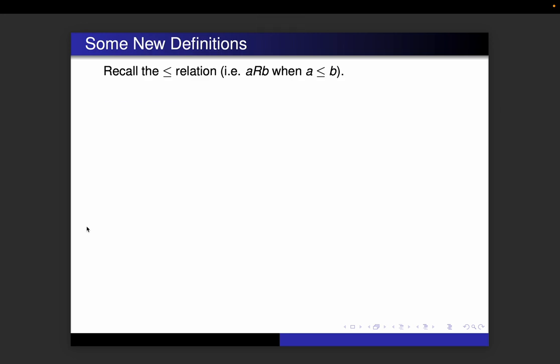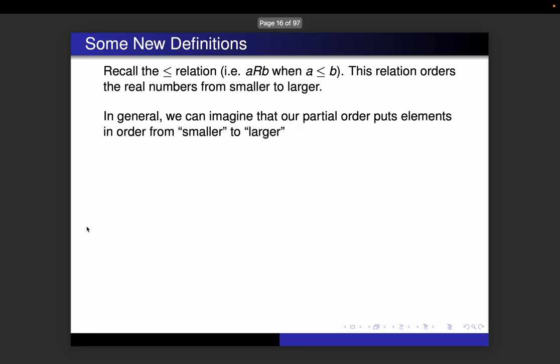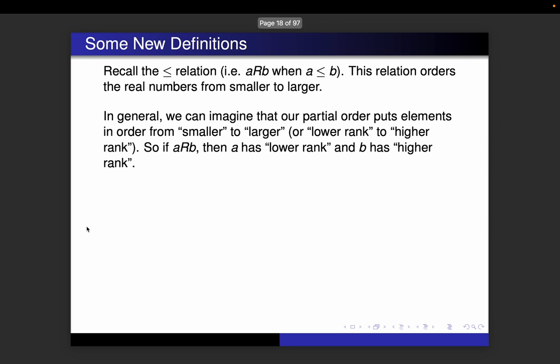All right, so now I want you to think about the less than or equal to relation just on numbers. So A is related to B when A is less than or equal to B. This relation orders all the real numbers from smaller to larger. And in general, we can imagine that our partial order puts elements in order from smaller to larger, or lower rank to higher rank if you prefer. So when we say A is related to B, we can think of A as being smaller than B, or A has a lower rank and B has the higher rank.